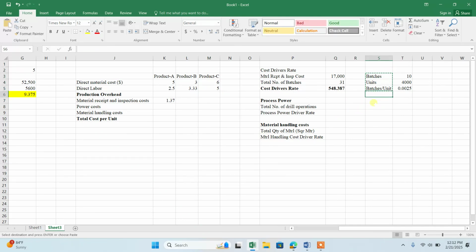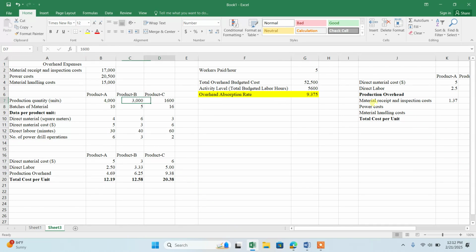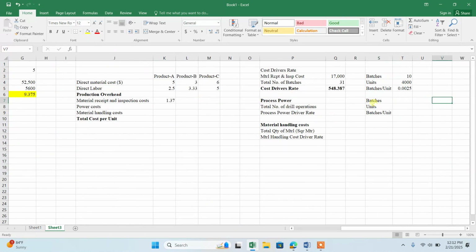Let me copy it here directly. How many batches are required to produce product B? Product B required 5 batches to produce 3,000 units. But I'm interested to find out the cost for one unit.